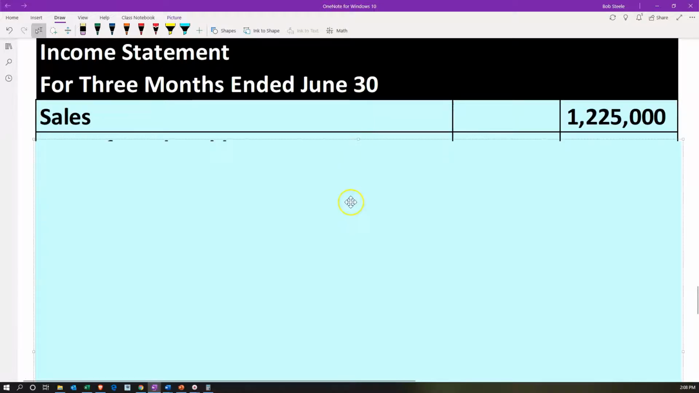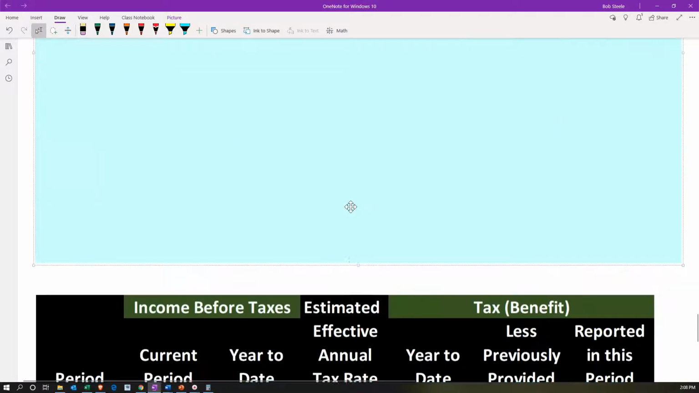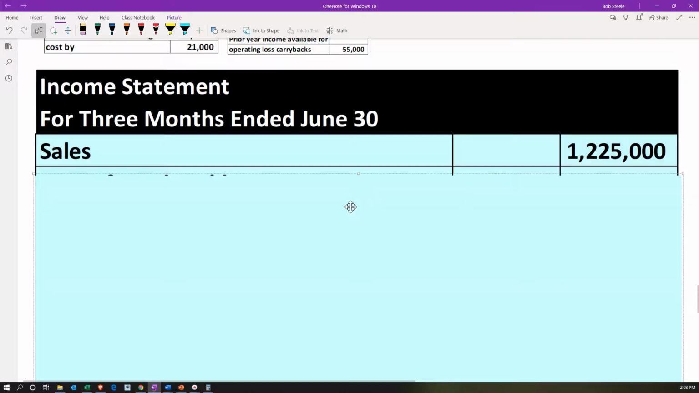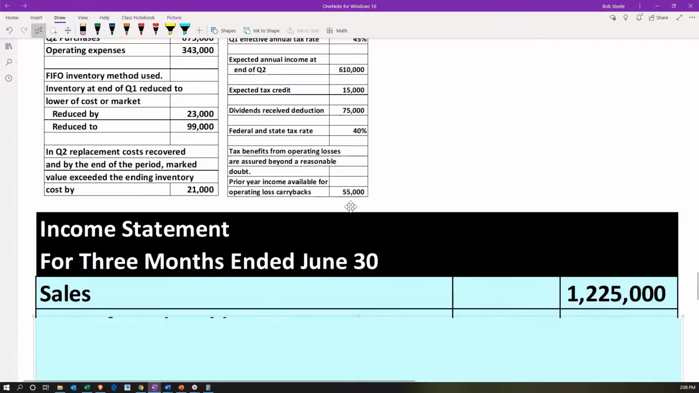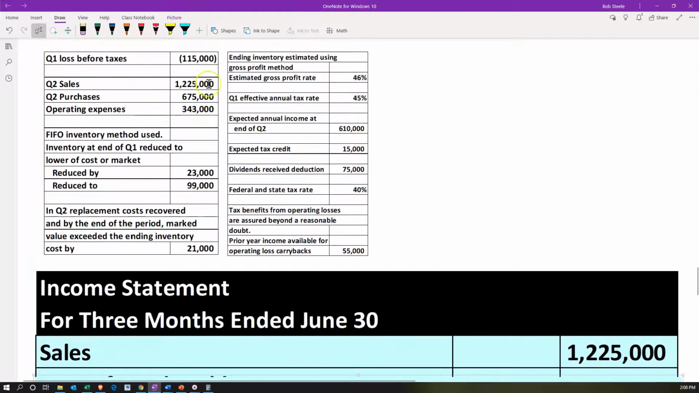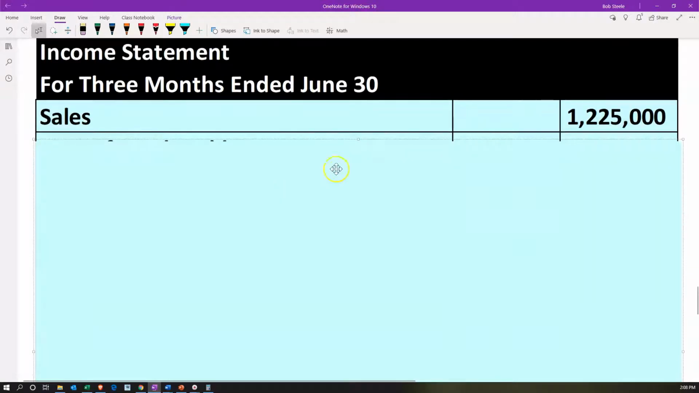We're going to start off with the sales. So we have the sales of the 1,225,000. We got our data up top. So we're going to go up top and we're going to be saying that there is our 1,225,000. Next, we're going to be picking up the cost of goods sold.